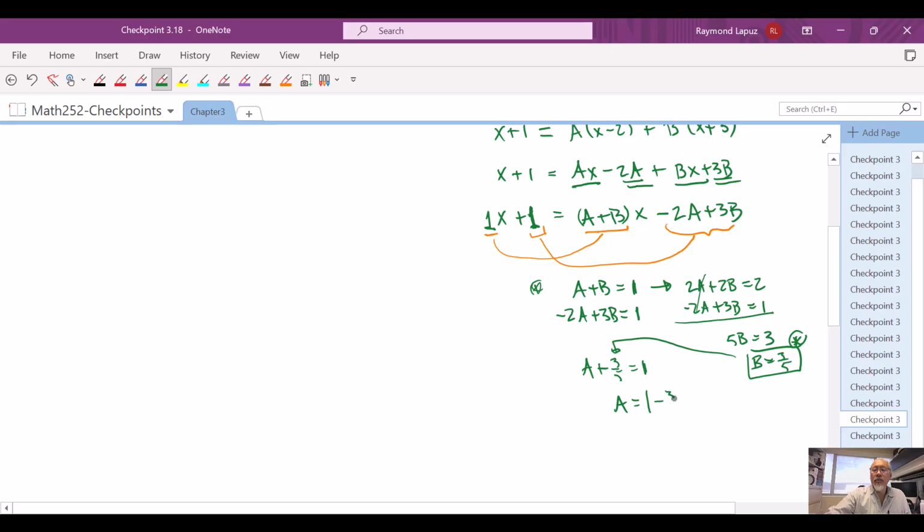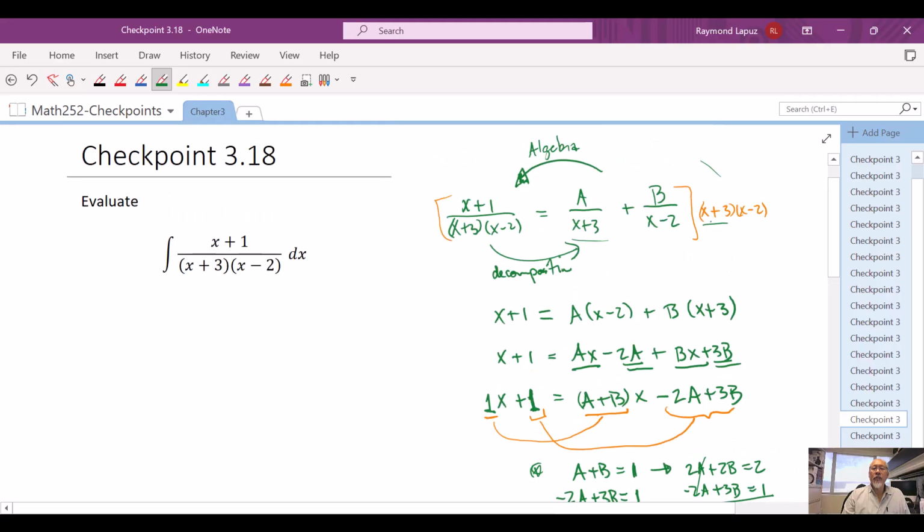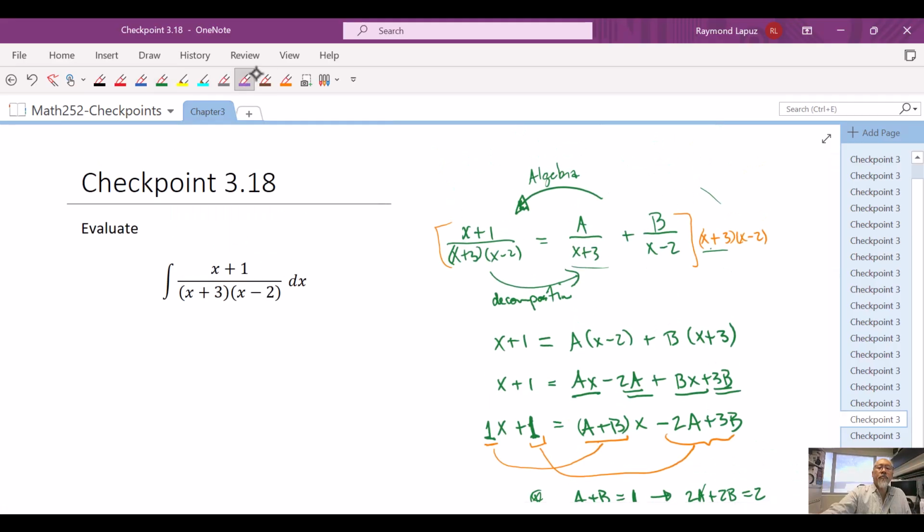So with a combined denominator, 5 over 5 minus 3 over 5. That's going to be 2 over 5. So that is my a. All right, so we found our a and our b. A is equal to 2/5 and b is equal to 3/5.